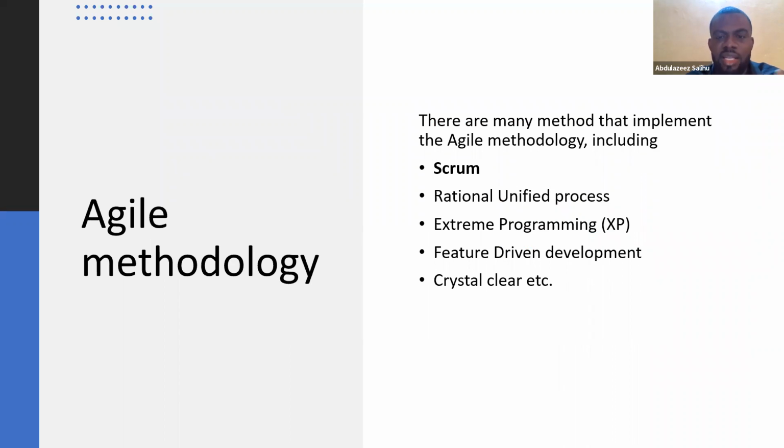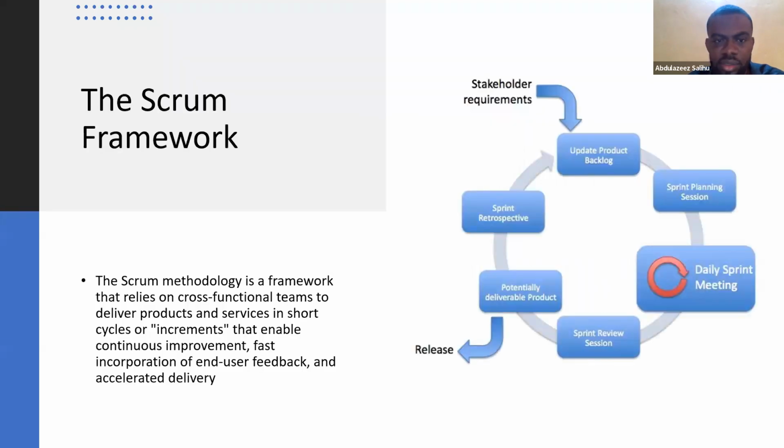So there are several Agile methodologies. You look at Agile as an umbrella. Under that umbrella, you have Scrum, you have XP, you have Crystal. But for today's discussion, we'll focus on the Scrum methodology, which is widely used in software development. It's a Scrum framework.